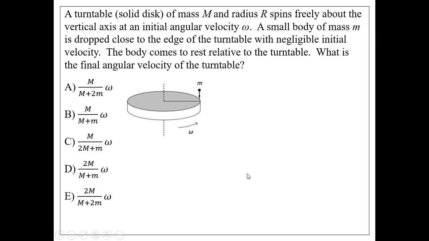So here's a conservation of angular momentum problem where you have a disk that's already rotating, and all of a sudden some object of mass m is going to be dropped on the outer edge, and it wants us to find the angular velocity. So here I'm just going to set up conservation of angular momentum. Li is equal to Lf.